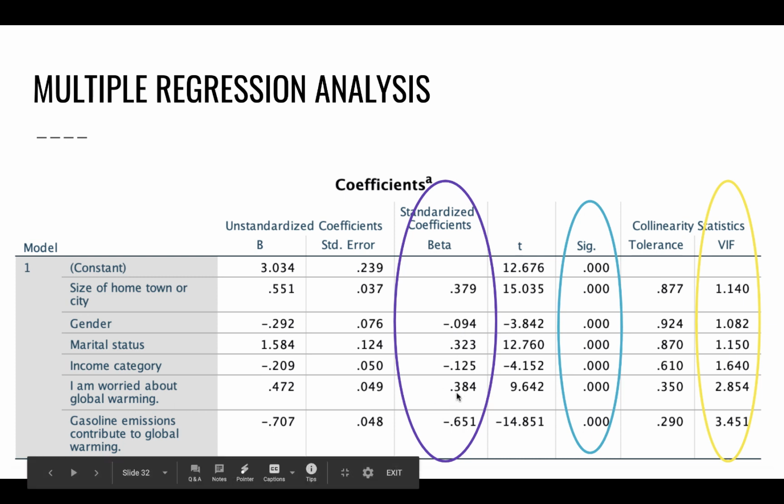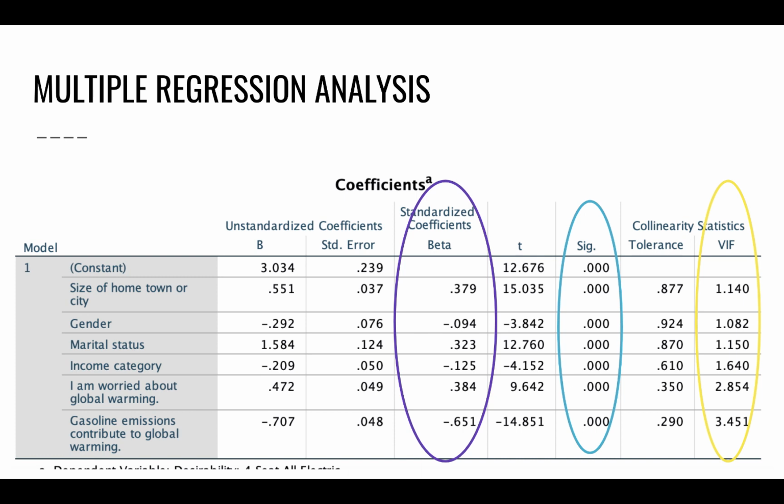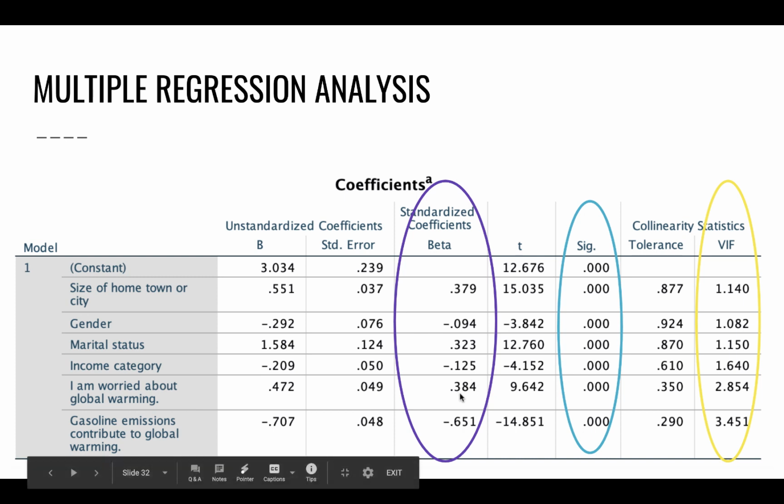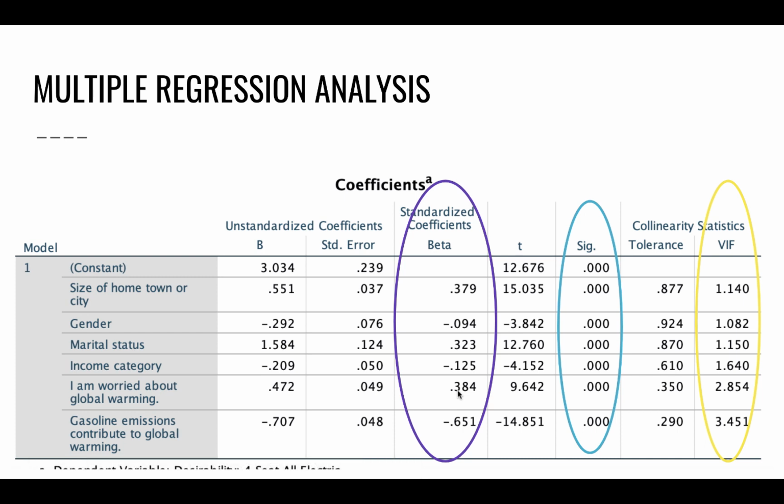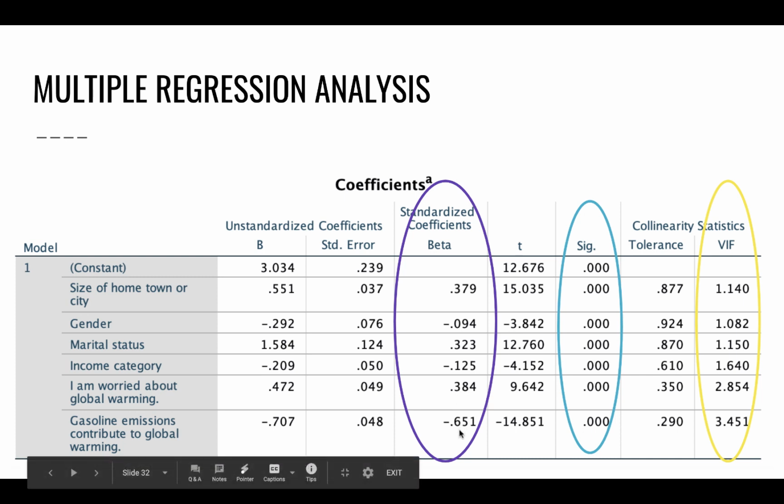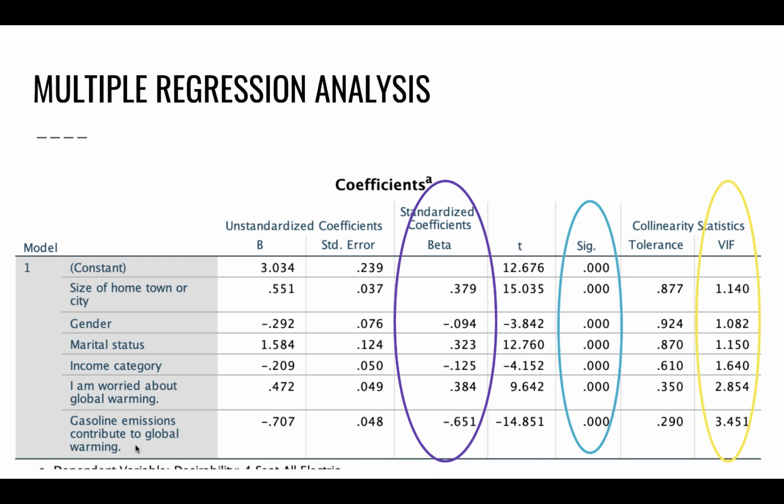Let's select another one. I'm worried about global warming. You see, worries about global warming have a positive influence on the dependent variable, desirability of a 4-seat all-electric car. The more worried they are about global warming, the more interested they are in a 4-seat all-electric car. What you see here, interestingly, for gasoline emissions contribute to global warming, is that this variable has a negative effect on our dependent variable. So that means the more people believe that gasoline emissions contribute to global warming, so the more they agree with that statement, the less they are interested in a 4-seat all-electric car.